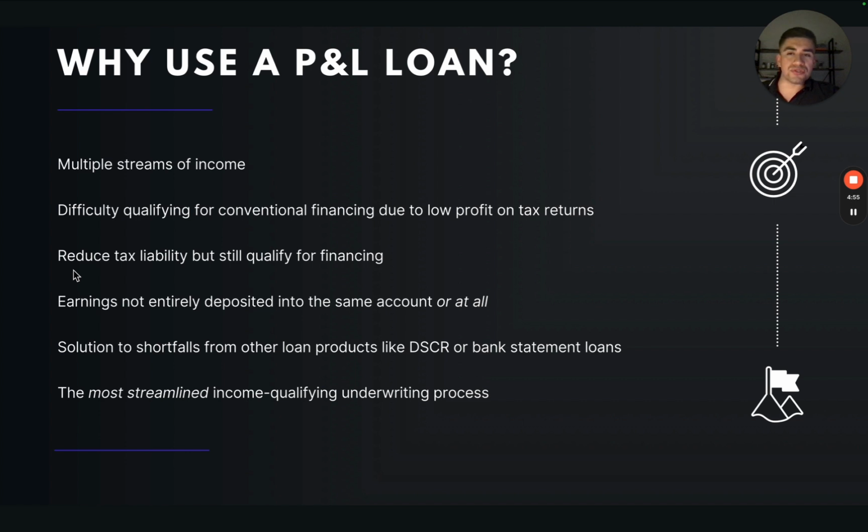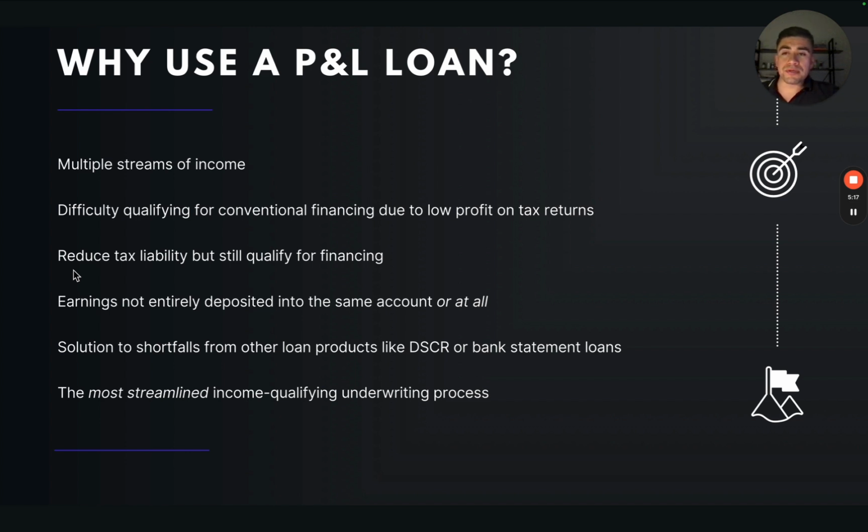If you wanted to reduce your tax liability, but still qualify for financing, this would be again a great option, right? Because basically you can structure your taxes to where you can pretty much write off everything and show very little profit, but you can still qualify for a mortgage using this program.